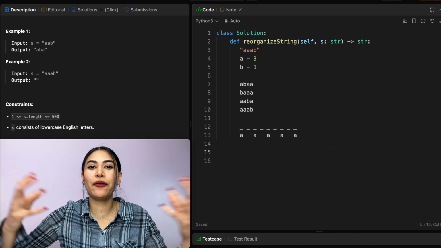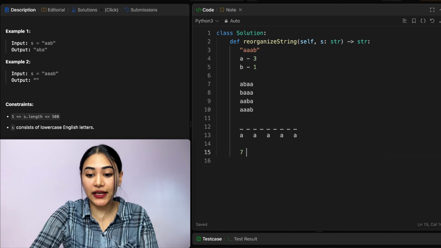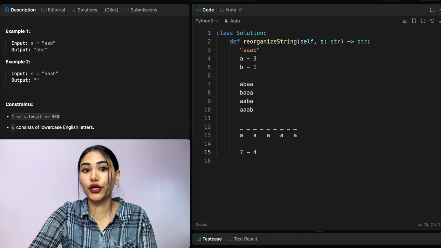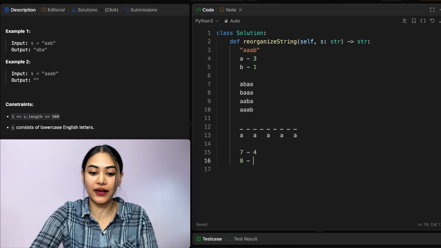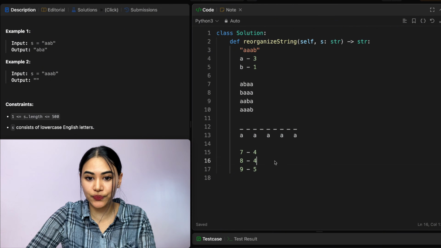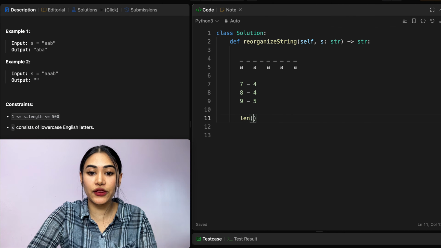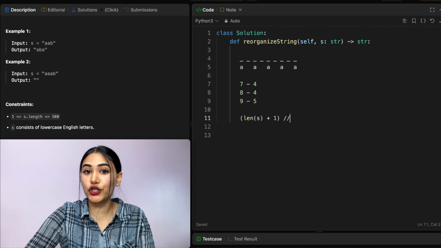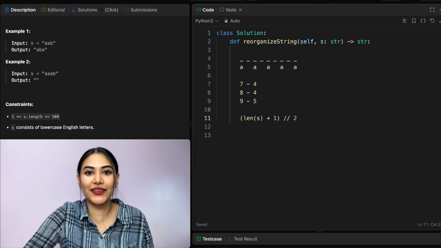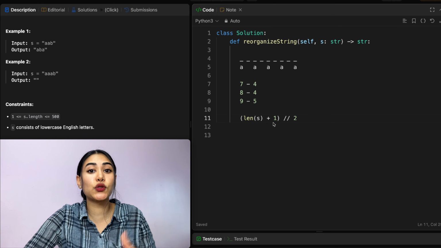So using this to make a more broad reasoning: if we have 7 characters, at best, only 4 could be the same character. If we have 8, again, only 4. If we have 9, we can have up to 5 of the same characters. So what's the logic over here? No character can occur more than (length of S plus 1) integer divided by 2. Now there are many ways to write this. This is just one correct approach because of what's happening over here.